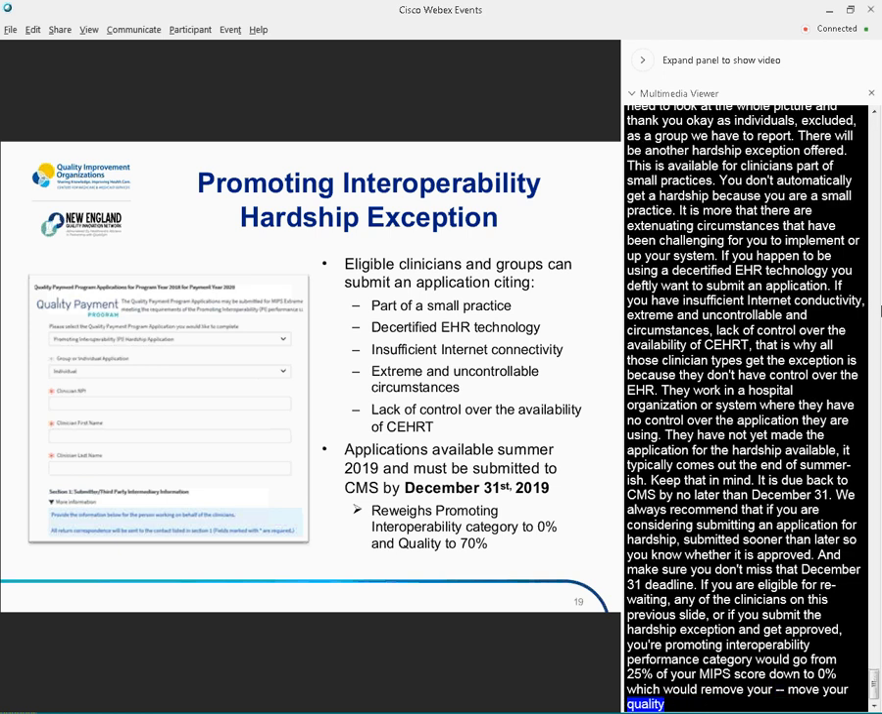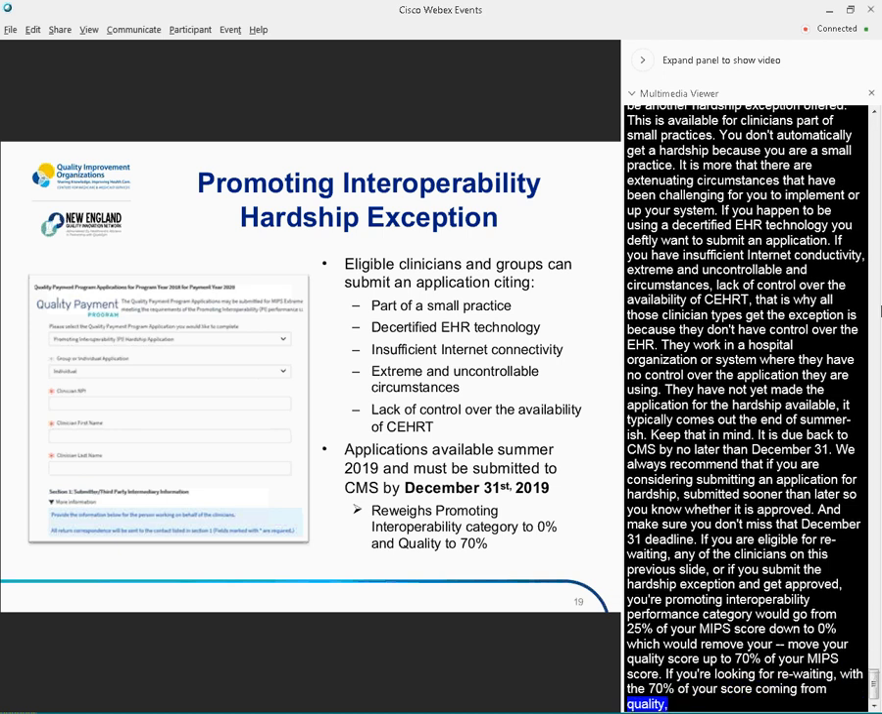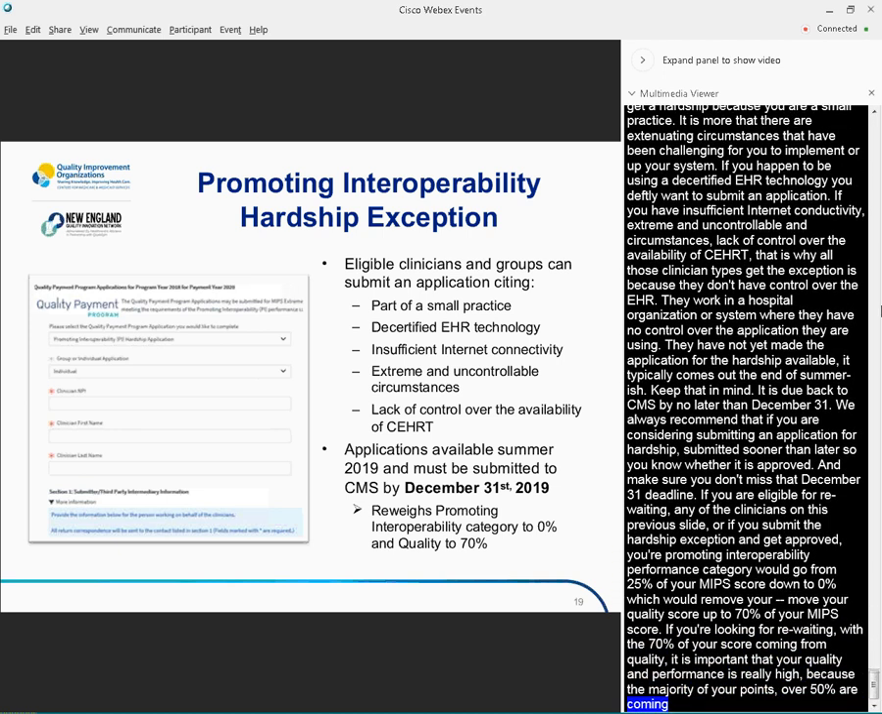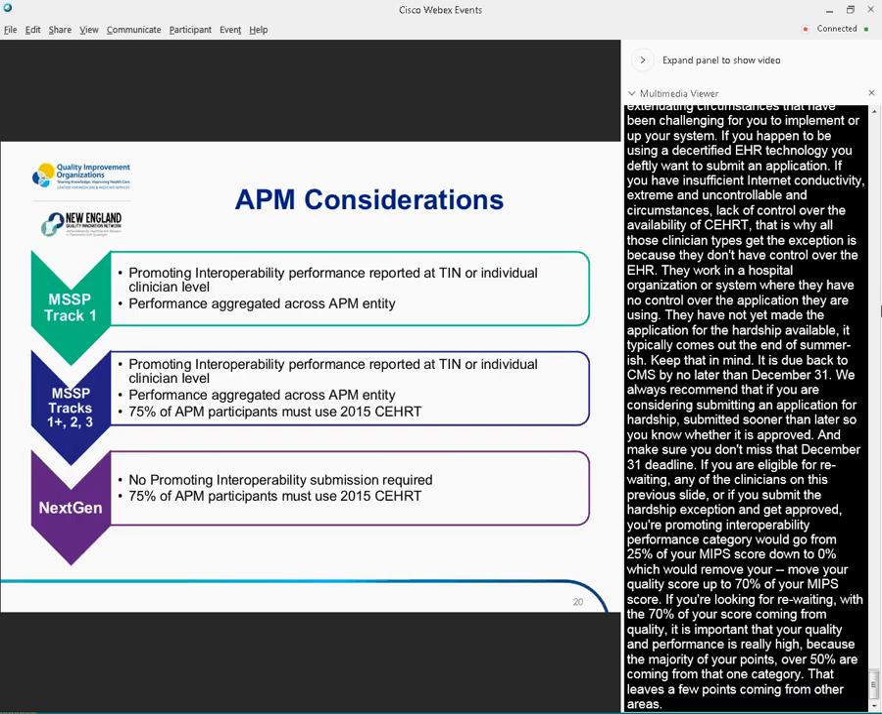So if you're looking for reweighting, when 70% of your score is coming from quality, it's really important that your quality performance is really high, because obviously the majority of your points, over 50%, are coming from that one category. That leaves a few points coming from cost and definitely some points still coming from improvement activities. So you can get to a high score, but just make sure you're calculating what measures and methods to report.